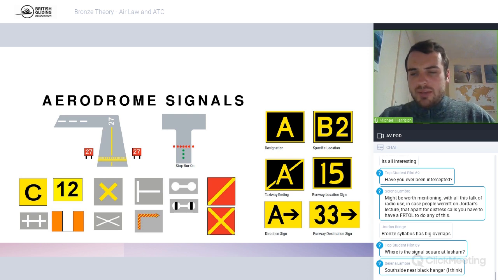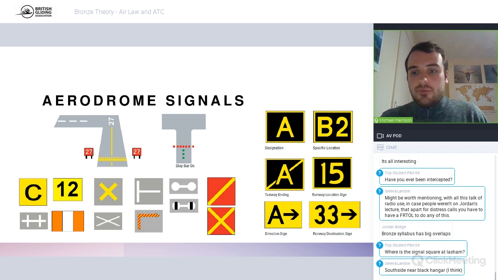This stuff's all in, I believe, in the BGA laws and rules. It's also in the Skyway Code. Honestly, the Skyway Code is such a good resource, and I strongly recommend anyone who's coming up to their bronze tests reads it. But that's basically your brief overview of signs at airfields.